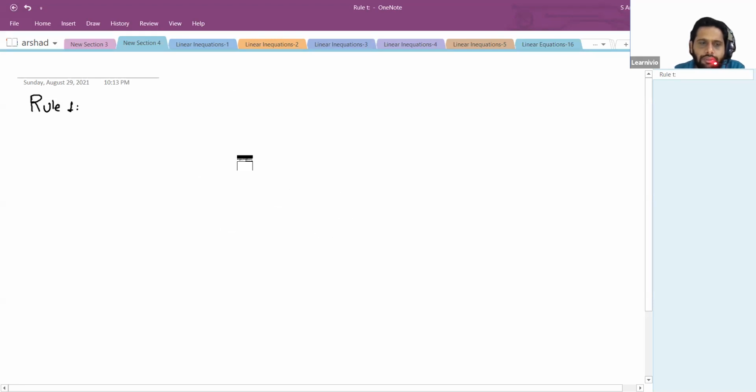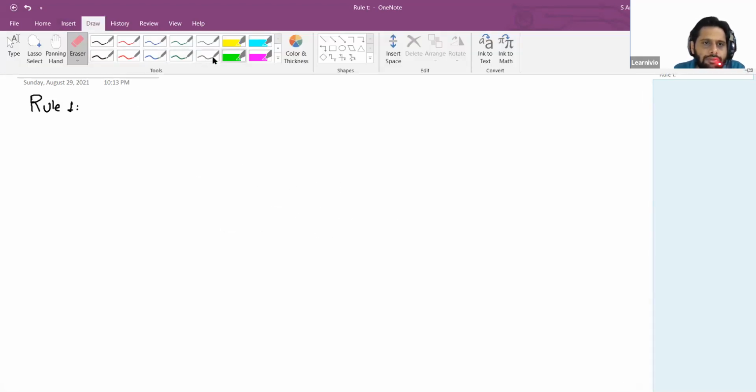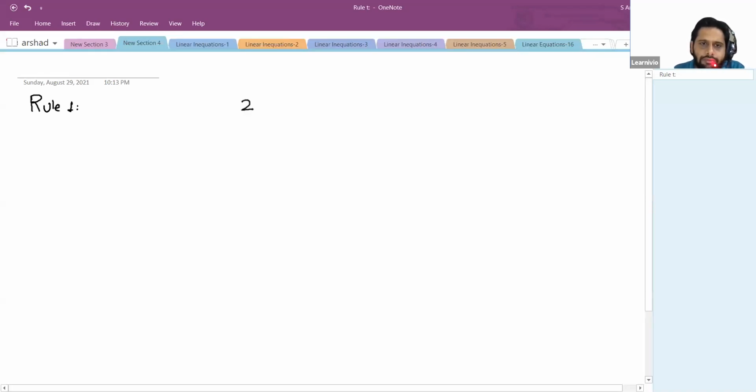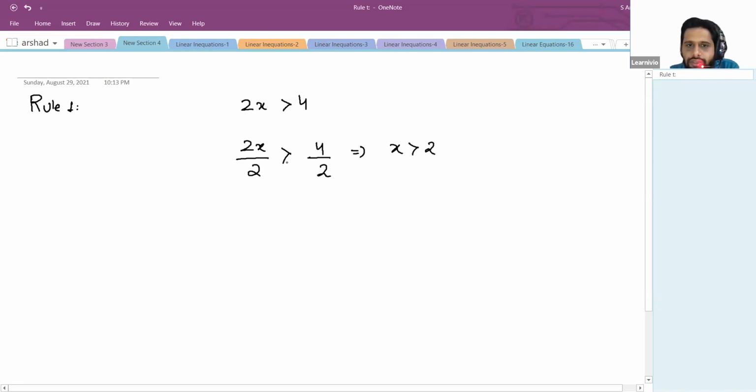Now our next rule is: suppose we have 2x is greater than 4, and in this inequation we are dividing by, for example, 2. We are dividing this inequation by a positive number. So for example, we are dividing with 2. So this will give us x and this will give us 2. So the sign of inequality will not change if we are dividing the inequation by a positive number.